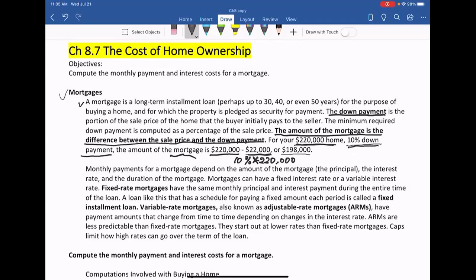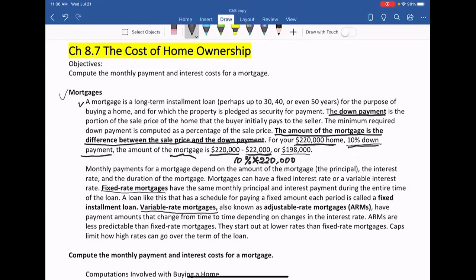You need to borrow from the bank, or from another institution. There are two kinds of mortgage. The first kind is the fixed rate mortgage. This kind of mortgage has the same monthly principal and interest payment during the entire time of the loan. A loan like this that has a schedule for paying a fixed amount each period is called a fixed installment loan.